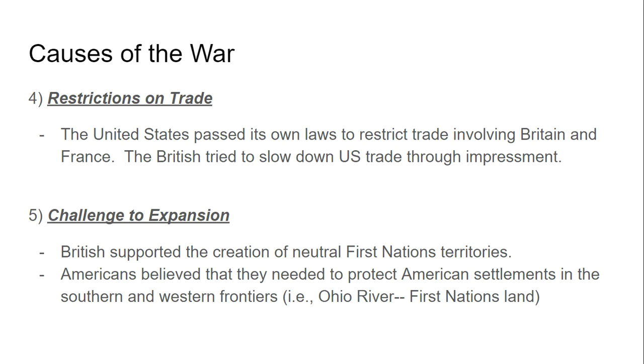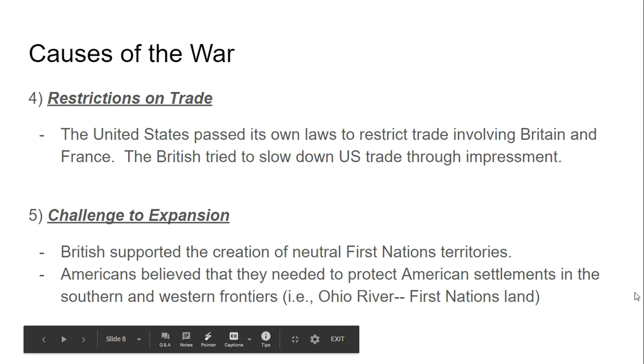Some other things going on. The United States started to pass laws which restricted trade involving the British and the French and the First Nations as well. The British tried to do the same with impressment and other trade embargoes. So essentially, the two countries are trying to deny each other opportunities to trade. Another reason that's going on is expansion. The British supported the creation of neutral First Nations territories. Like, remember we learned about the Ohio Valley? That really upset the Americans because the Americans wanted the Ohio Valley. They didn't want the British giving it to the First Nations. They wanted to expand. Americans believed that they needed that land to protect American settlements, and they needed to expand, get bigger. And that's what the word frontier means. A frontier is like an area where they want to expand into, like the Ohio Valley.